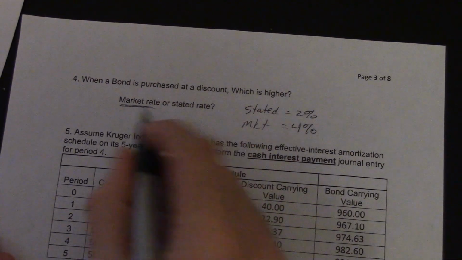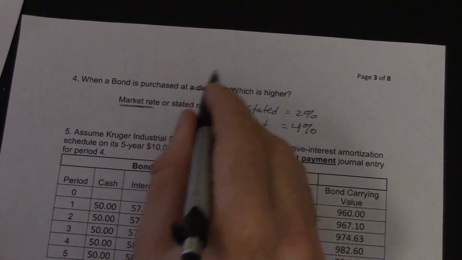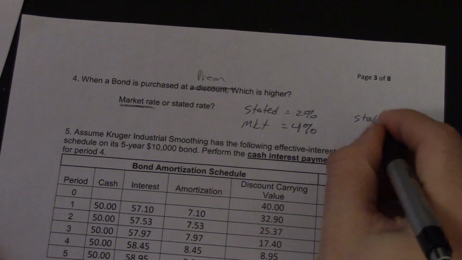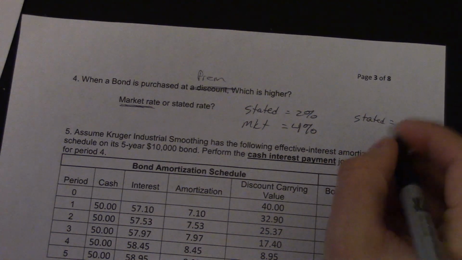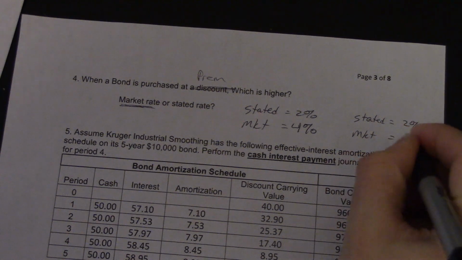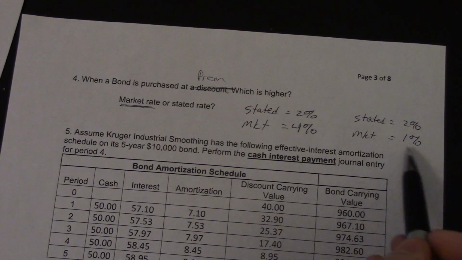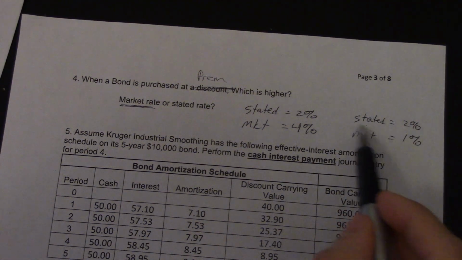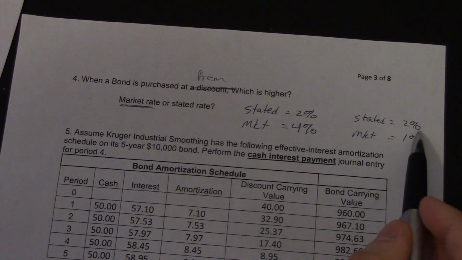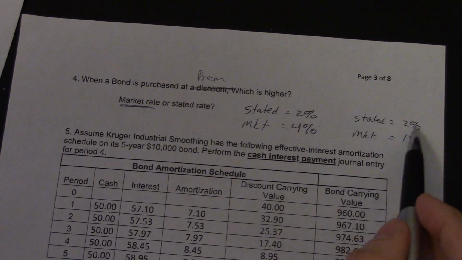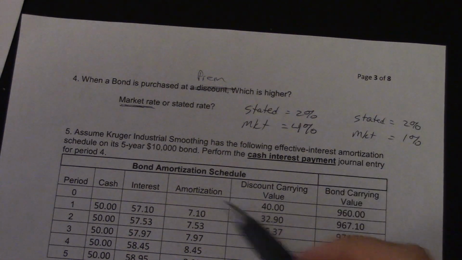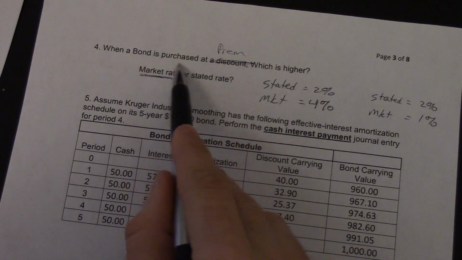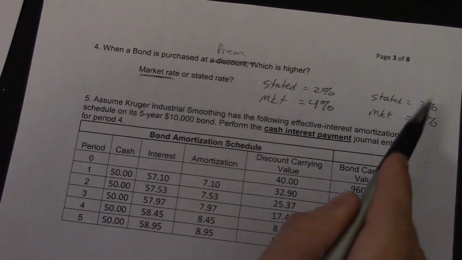Now we can reverse that. We can ask, when the bond is purchased at a premium, which is higher? Well, if our stated rate is 2% and our market is at 1%, people would say, hey, this bond here is a lot better than what's out on the market. And then through economics, since that bond will be in high demand because it's got such a high interest rate, it will increase the price of the bond, which will create a premium. So when a bond is purchased at a premium, the stated rate is higher.